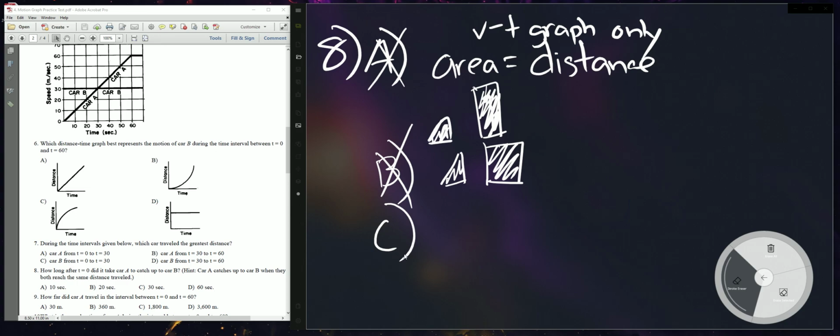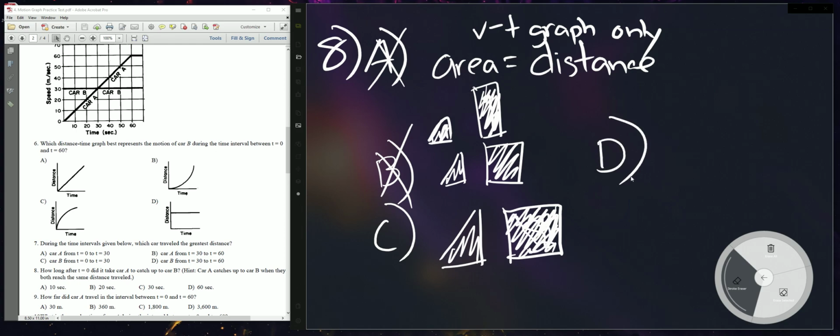Let's look at C. At 30 seconds, the triangle got larger this time, but the area underneath car B is just a square. So car B is still traveling a greater distance. Car A still hasn't caught up yet. Let's look at D. At 60 seconds, this is where it starts to make sense. And if you want to confirm, you can just do the math.